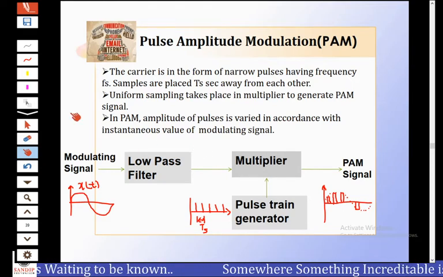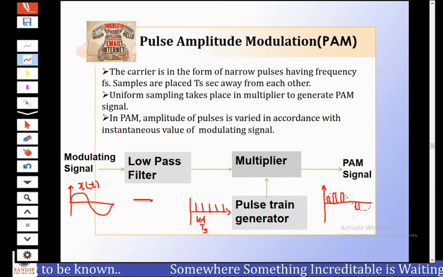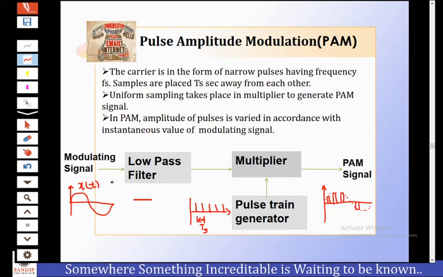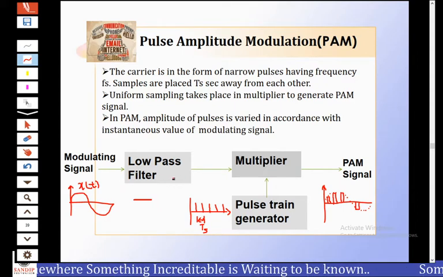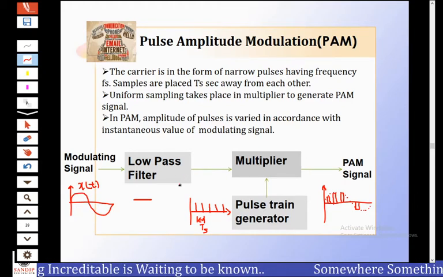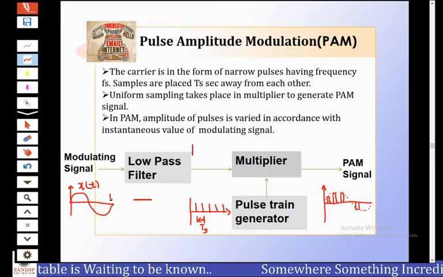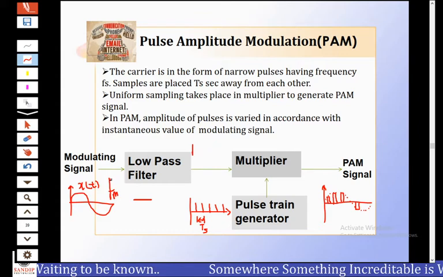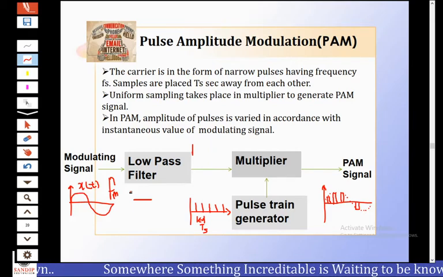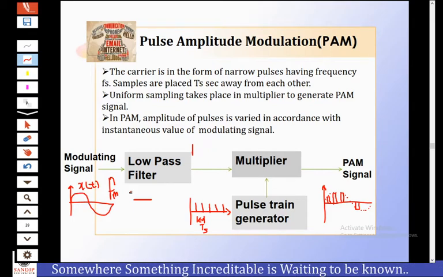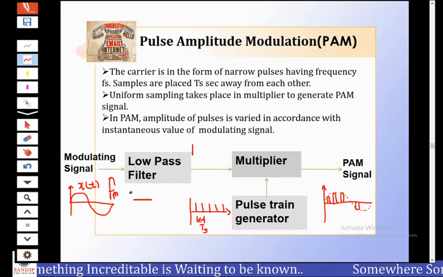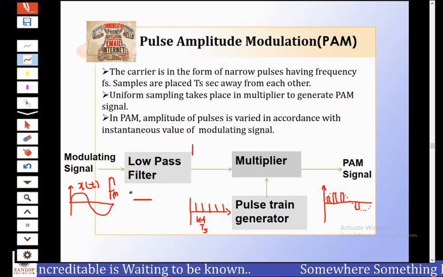So refer to this figure here. In this, the continuous modulating signal x of t is passed through a low pass filter. The low pass filter will band limit this signal to fm. This frequency is fm only. That means all the frequency components higher than the frequency fm are removed. Band limiting is necessary to avoid the aliasing effect in the sampling process.